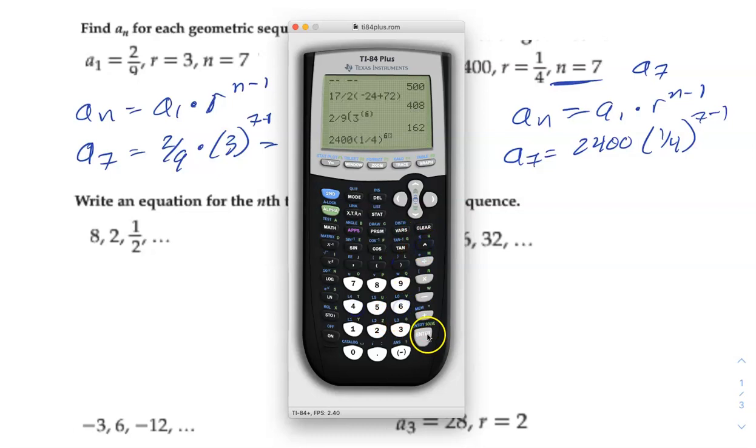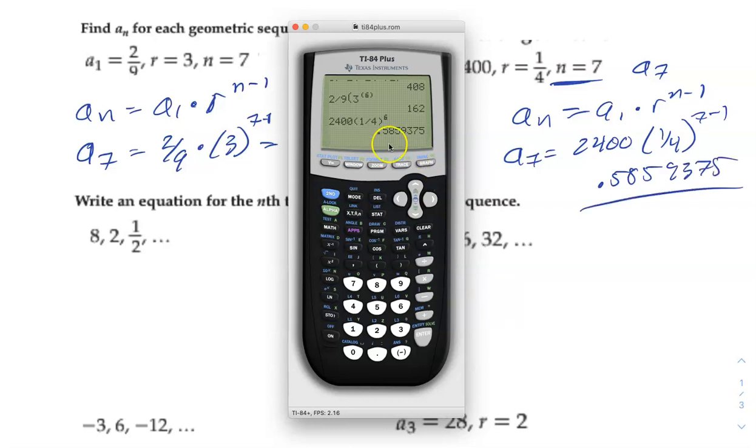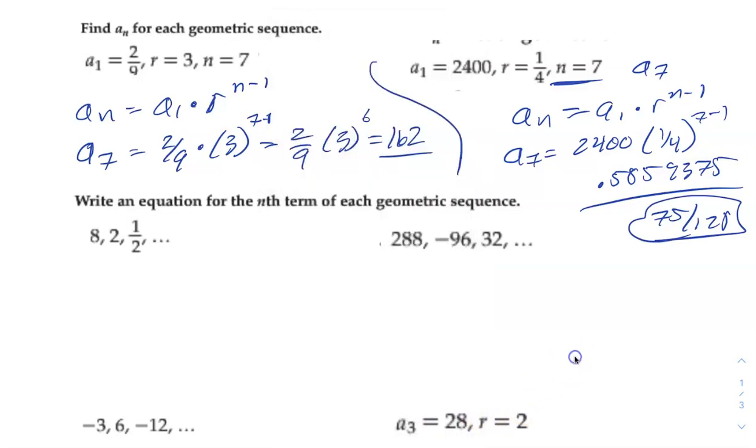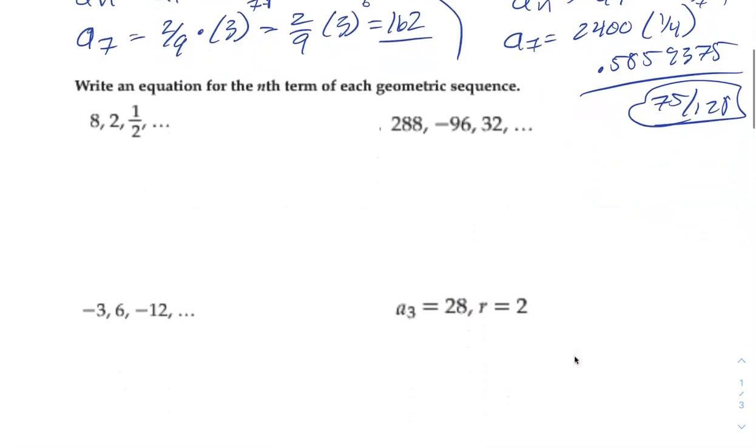To the 6, right? 7 minus 1 is 6. So I get 0.58599375. Let's make that a fraction. If there's a little hint, you have math and then fraction, you get the fraction version. Let's get that. Okay. Next.